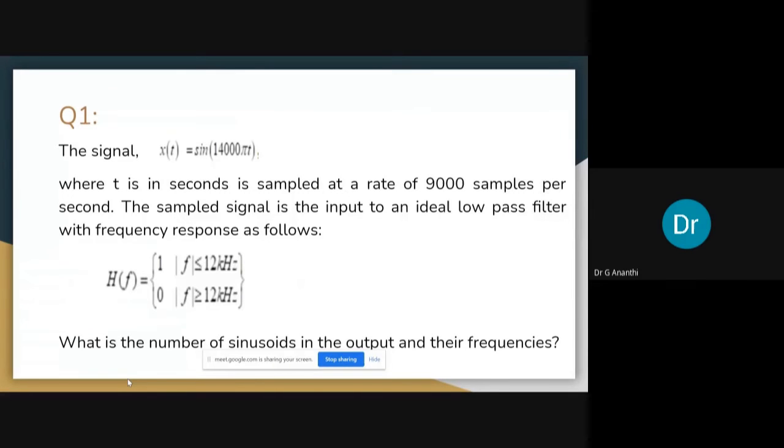The signal x(t) is equal to sine 14,000 π t, where t is in seconds, is sampled at a rate of 9,000 samples per second.